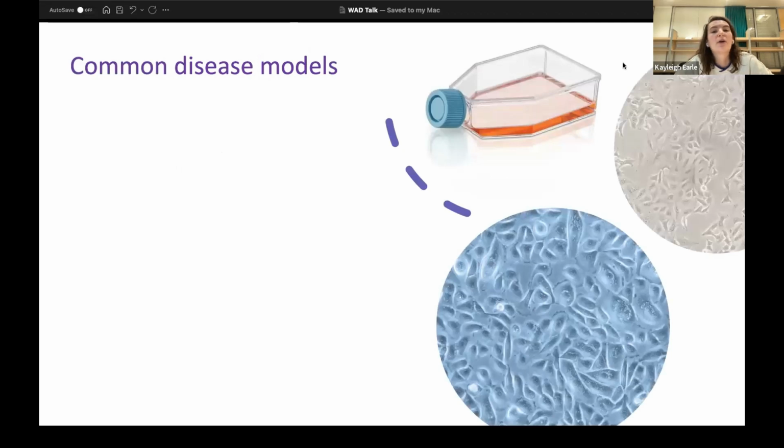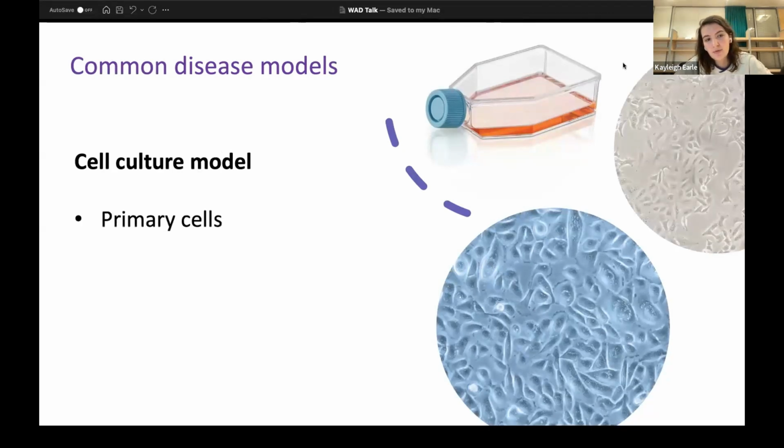So some common models that currently exist are cell culture models. These are probably the most commonly used, and there are normally two types. We have primary cells, which are cells that have been isolated from patients or animals, and then we grow them in the lab. Or we have immortalized cell lines. These are cells that have been altered to become immortal, essentially, so that we can just keep growing and growing them. And these are probably more common just because they're easier to work with and they're less expensive.